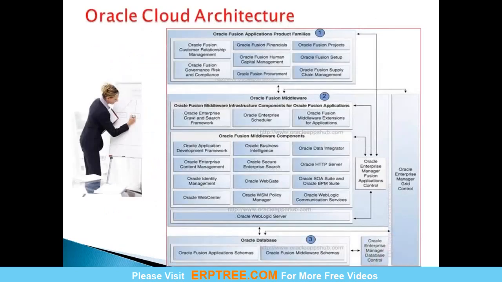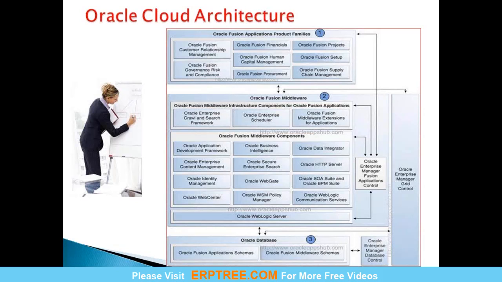So here is how the cloud architecture looks. The cloud architecture is a three-tier architecture, where the first tier will always be the application product families, like your Fusion Financials, Fusion Projects, Fusion Human Capital Management, etc. The second layer is the Fusion Middleware, where you have all the servers like Oracle Business Intelligence, WebGate, Web Center, Identity Manager, HTTP server, SOA suite and BPM suite, data integrator. All these are available in the middleware.